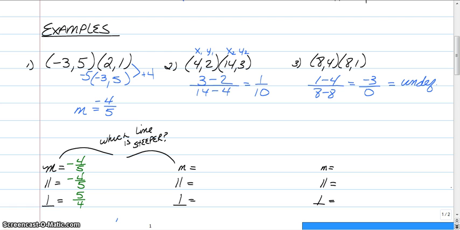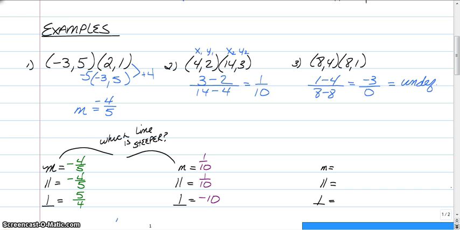And here we go. So the slope that we got for number 2 is 1 over 10. What's parallel to 1 over 10? 1 over 10. What is perpendicular to 1 over 10? -10 over 1, or just -10. Now there's a little question between 1 and 2. Which one is steeper?